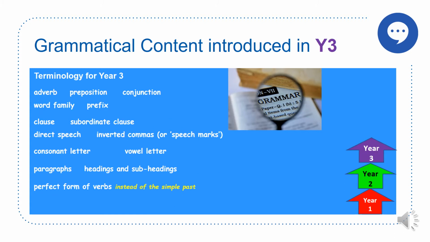It is assumed that on completing Year 2, the end of Key Stage 1, that pupils have mastered all the content from Year 1 and Year 2, and that is working fine. And now they can move on to Year 3 and add in these additional features. So an understanding of what an adverb is, preposition, conjunction, word family, prefix, clause, subordinate clause, direct speech, consonant letter, and a vowel letter. So they're introduced to using inverted commas or speech marks. They can use paragraphs, headings, subheadings, and different forms of verbs. So again, a lot of content.